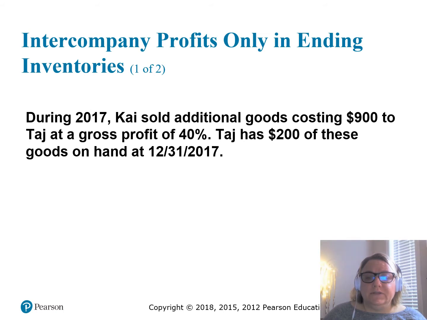Okay, so during 2017, Kai sold additional goods of 900 to Taj at a gross profit of 40%. Taj had 200 of these on hand at the end of the year. So we're going to have to do some calculations, right?